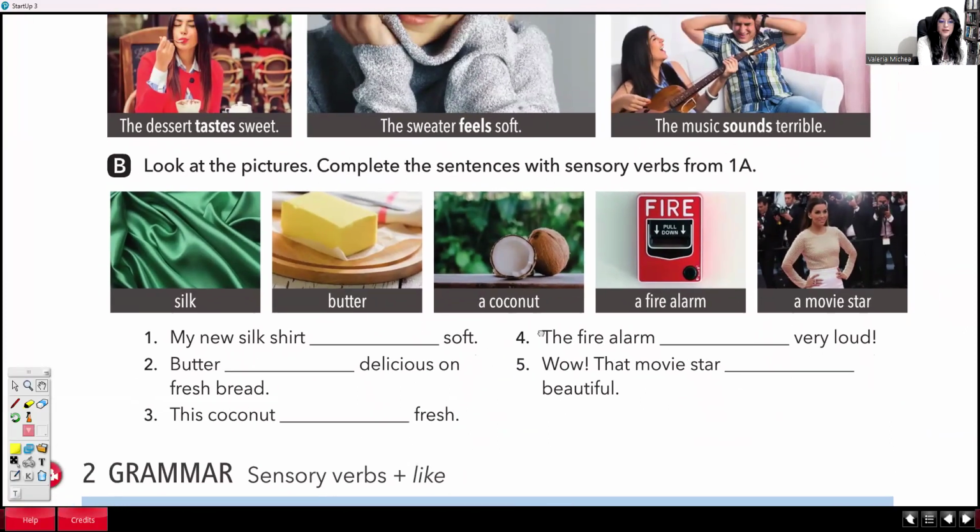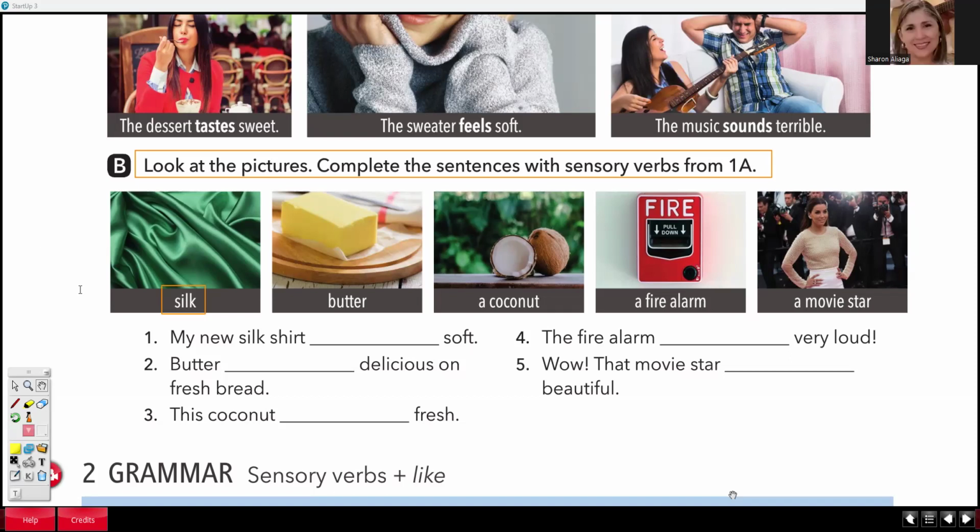All right, so what do we have here? Let me get my tool and let me mark the instructions so we are all on the same page. So look at the pictures, complete the sentences with sensory verbs from 1A. Now you know these sensory verbs. Let's see if this works. We have a silk. What does silk mean? Seda. There you go. Silk is seda. It's a type of fabric.